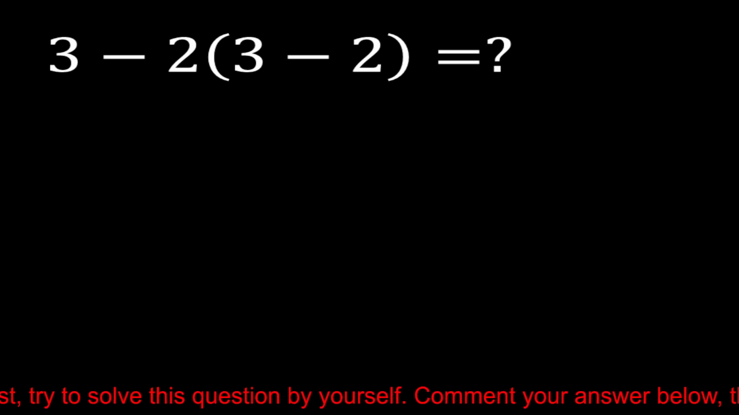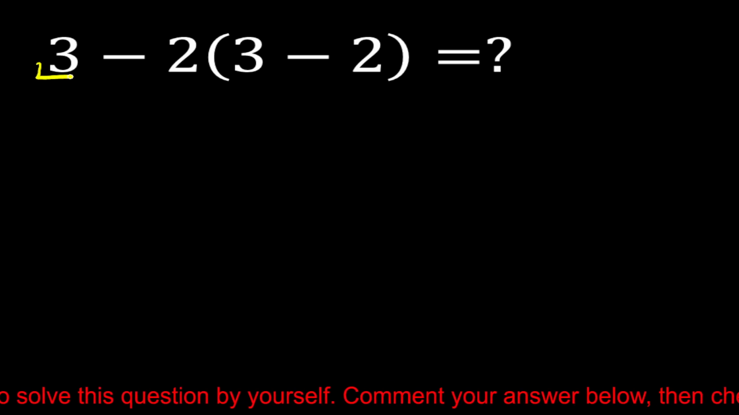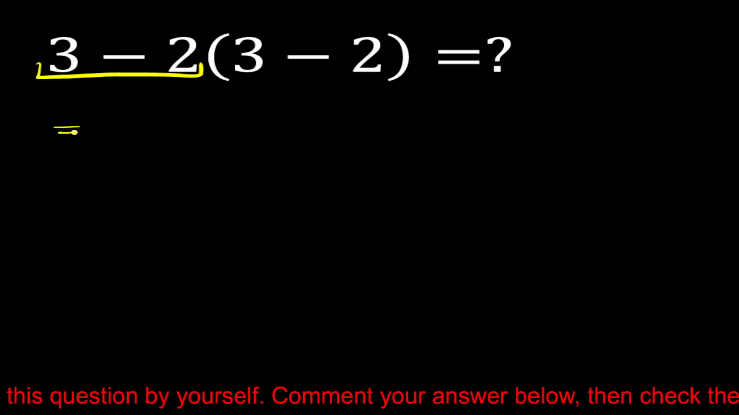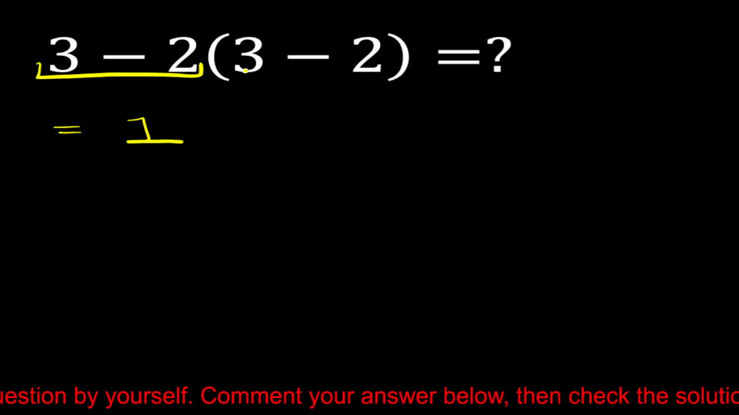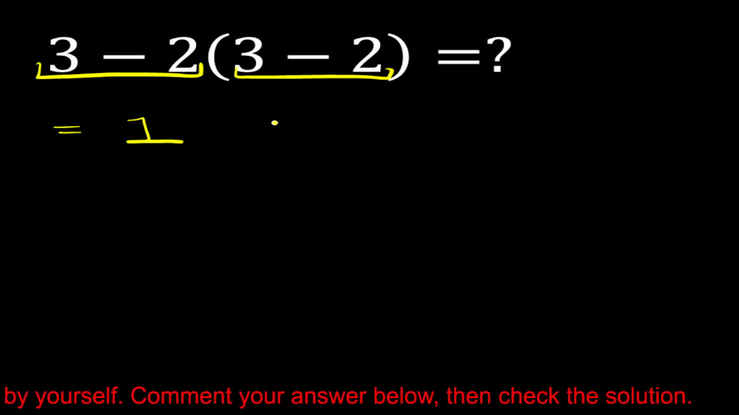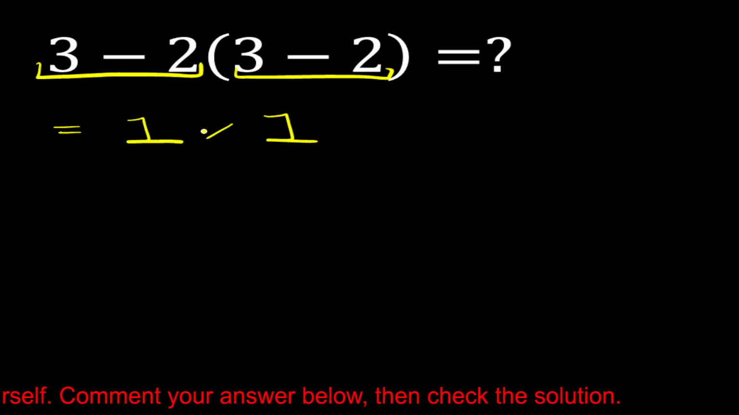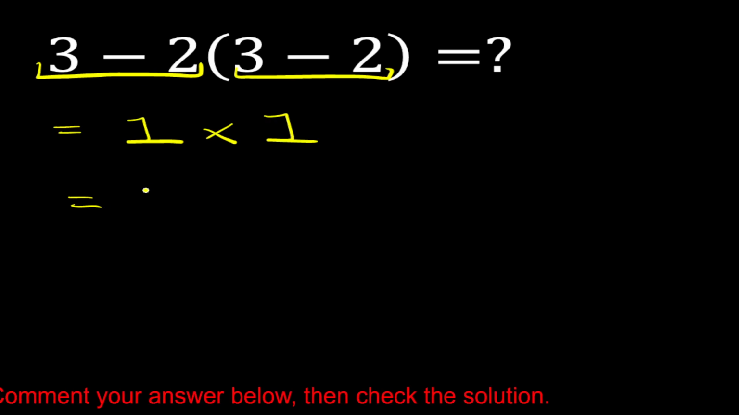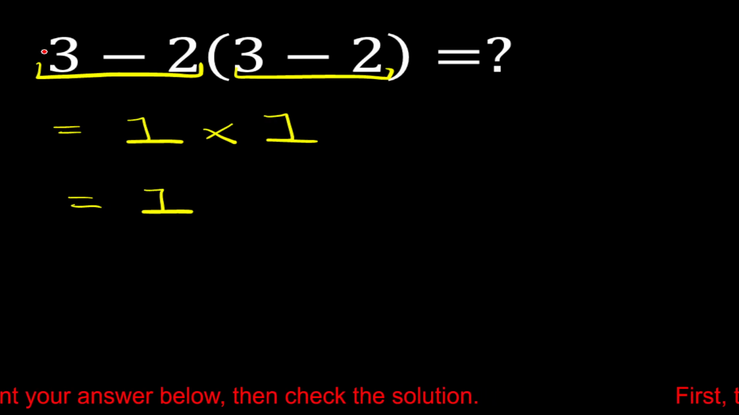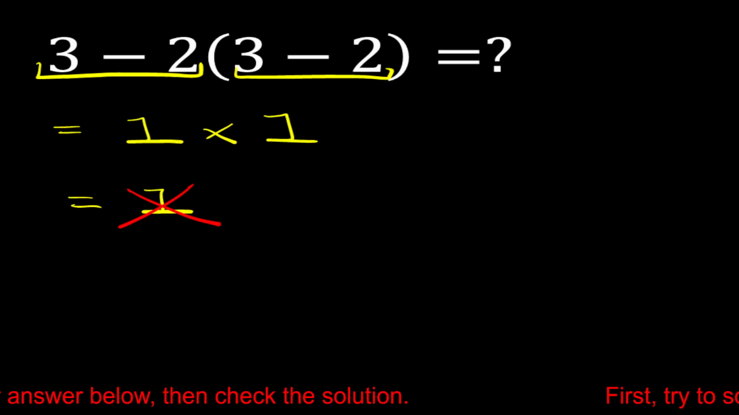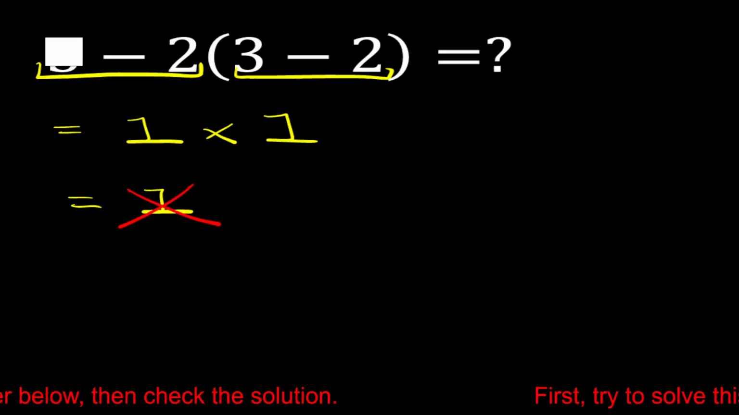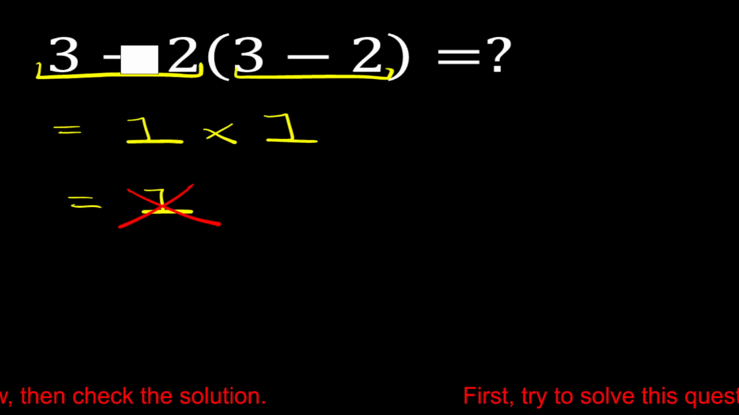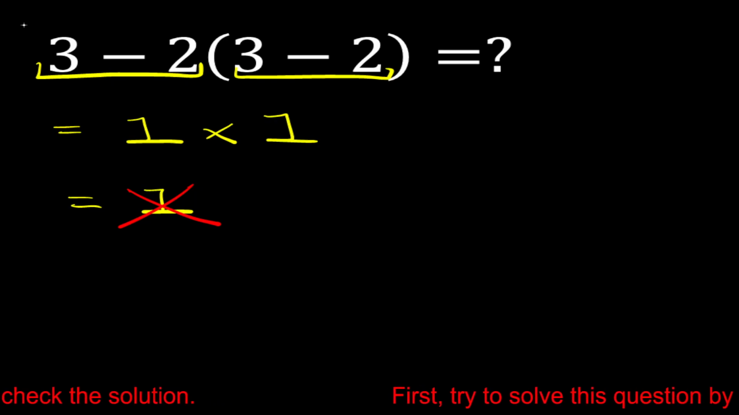So most people solve this question like 3 minus 2 is equal to 1. Then again 3 minus 2 is equal to also 1. Now 1 multiply 1 is equal to 1. But this answer is not correct. This answer is completely wrong. So now let's solve this problem correctly by using a PEMDAS rule.